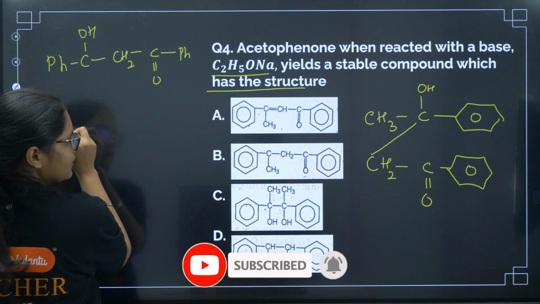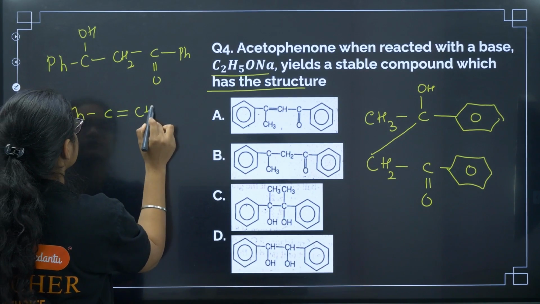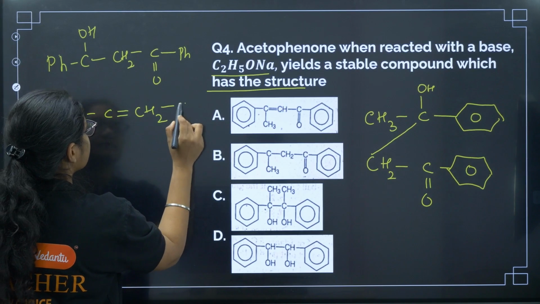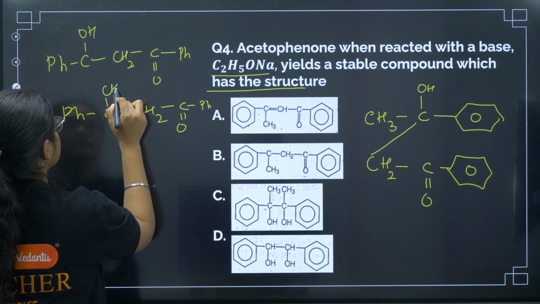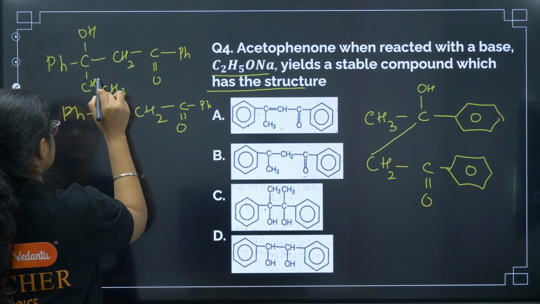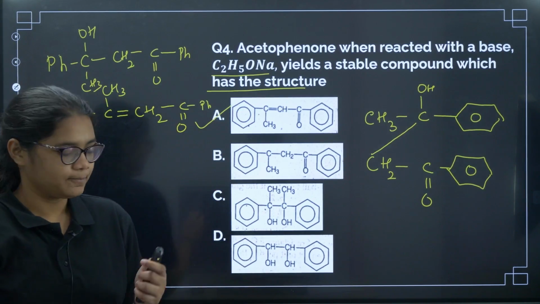So we can heat it and we will get Ph-C(=CH2), and then we have C=O, Ph. One more CH3 group is there here, which I forgot to mention. So the correct answer for this question is option number A.